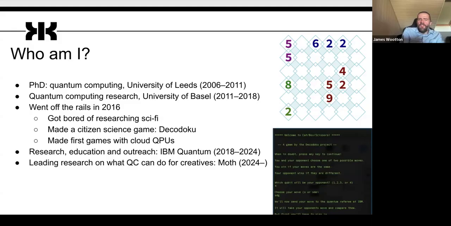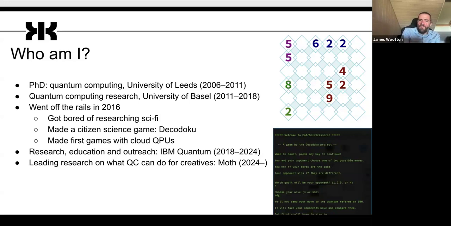Because in 2016 I was already in this mode of thinking about outreach and the public and games and quantum, that was when cloud quantum computers arrived. So I immediately started thinking, well, what can I do for cloud quantum computers with games? And so I made the first game to run on a quantum computer, which was a version of rock, paper, scissors, basically. I then soon went to IBM Quantum, where I was doing education and outreach still, but also research.